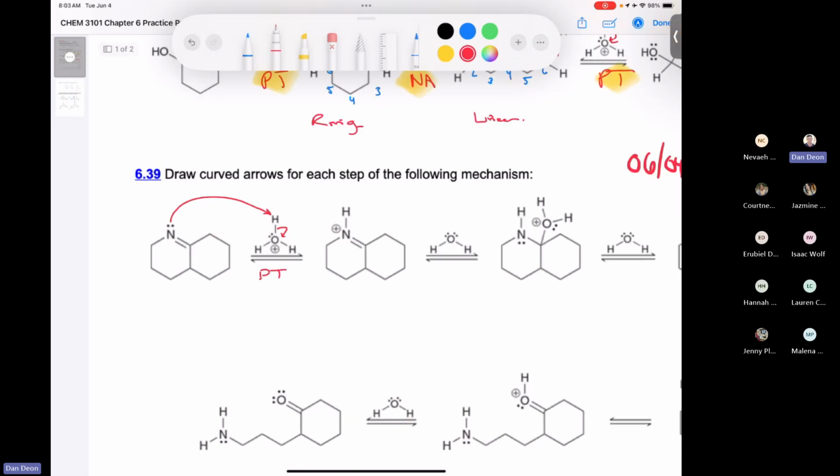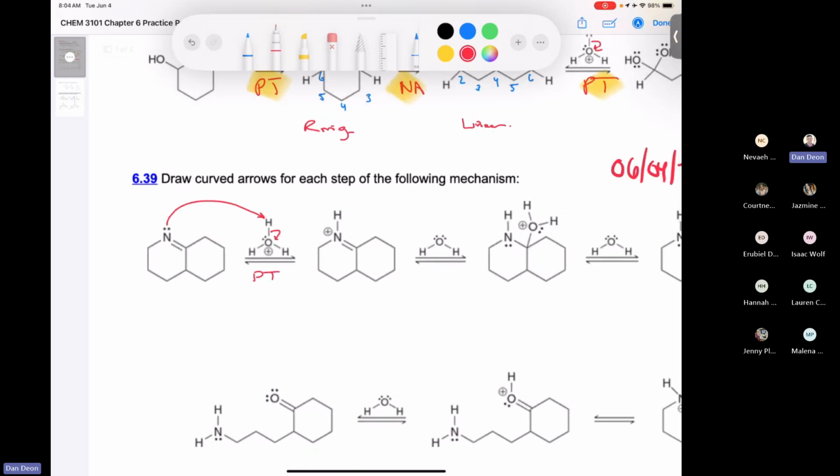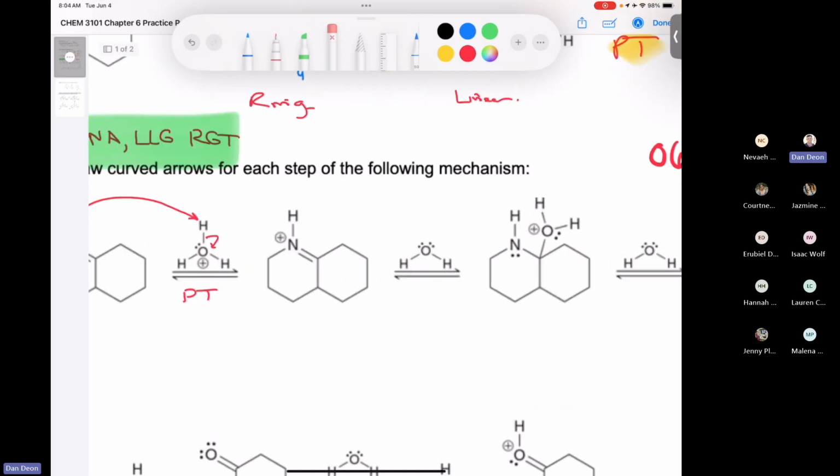Proton transfer. Now, could anybody tell me how you would categorize this reaction here? Would it be a proton transfer? Would it be a nucleophilic attack? Would it be a loss of leaving group? Or would it be a carbocation rearrangement? Those are our four possibilities. So what about this step here? Could anybody identify that one? Yeah, it's going to be a nucleophilic attack. Thanks, Isaac. Absolutely. Why is this a nucleophilic attack?